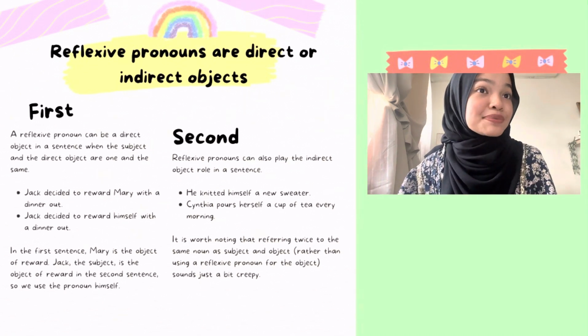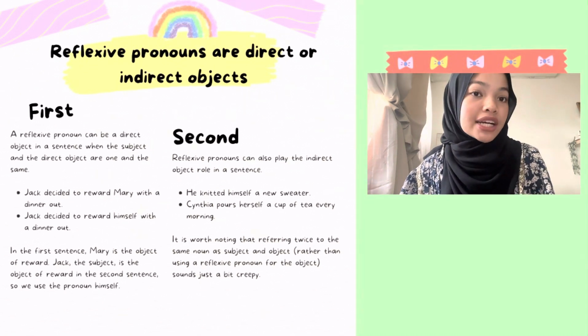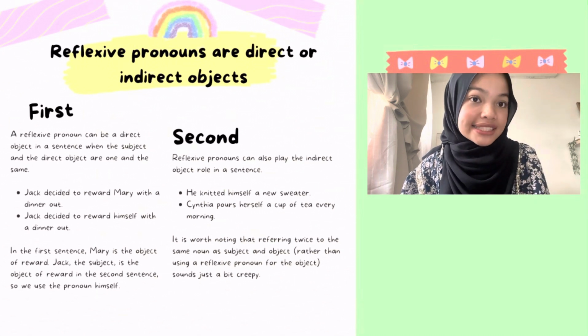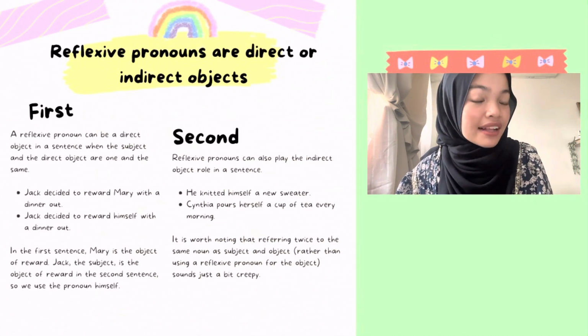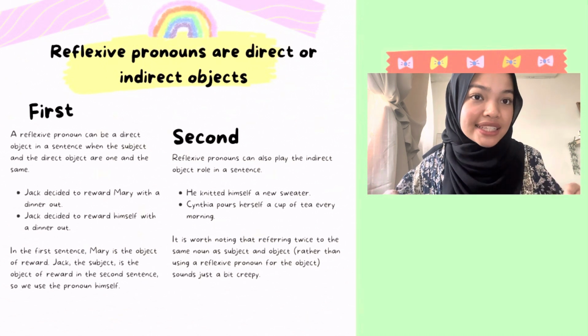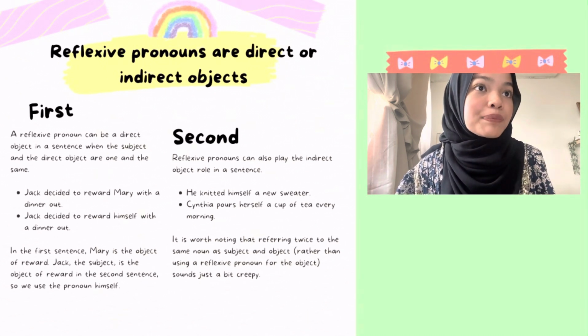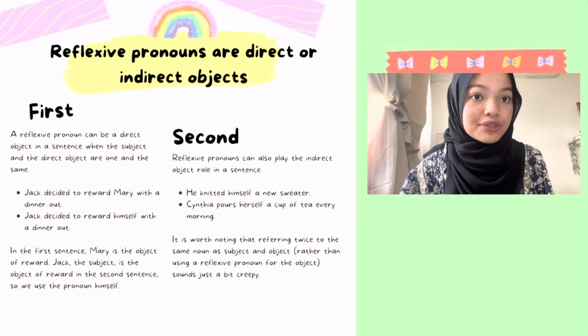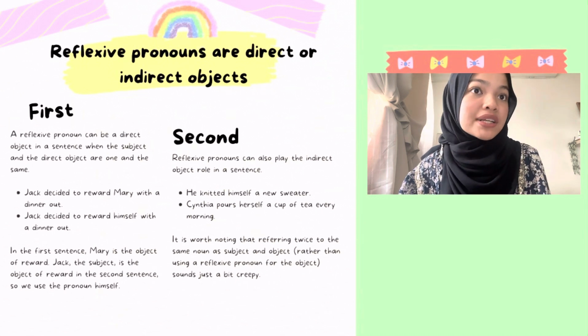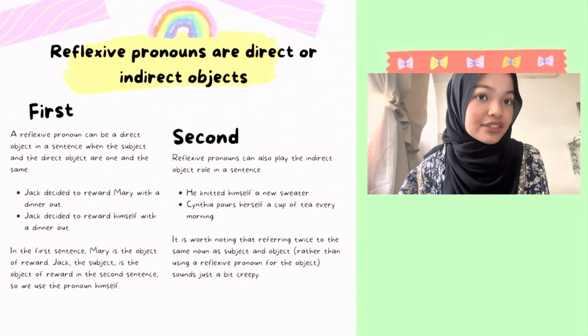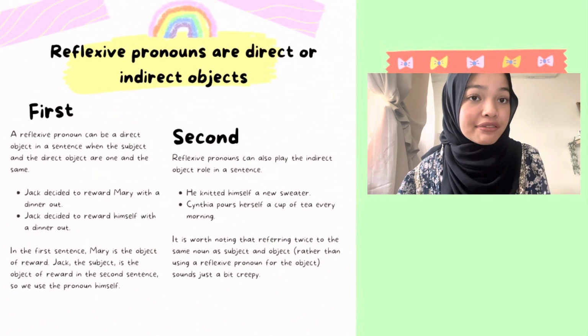Secondly, reflexive pronouns can also play the indirect object role in a sentence. For example, he knitted himself a new sweater. Himself in the sentence is a reflexive pronoun in the indirect object role. And then the second example, Cynthia poured herself, which is the reflexive pronoun, a cup of tea every morning.